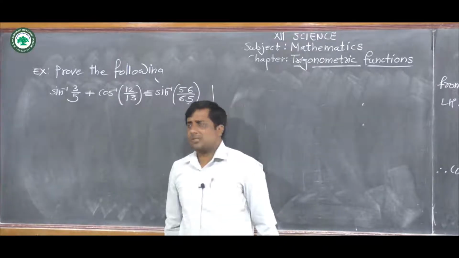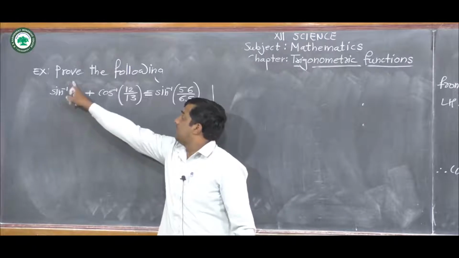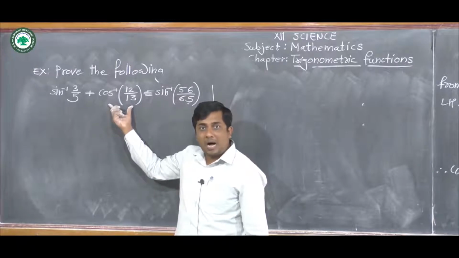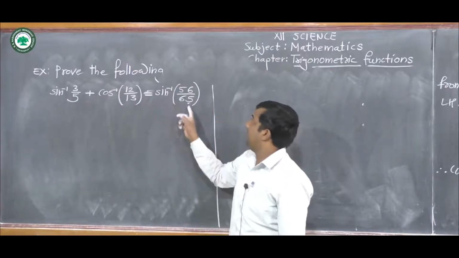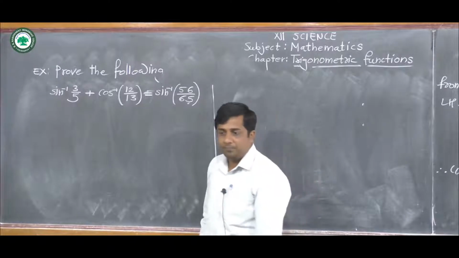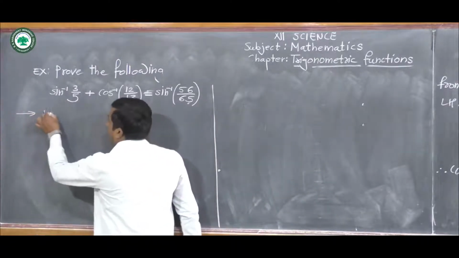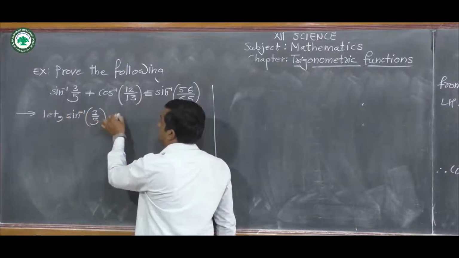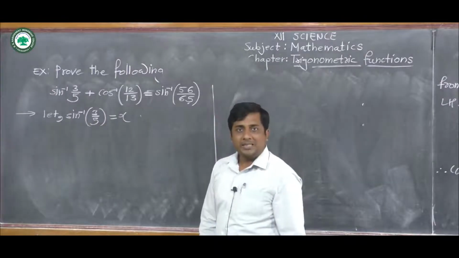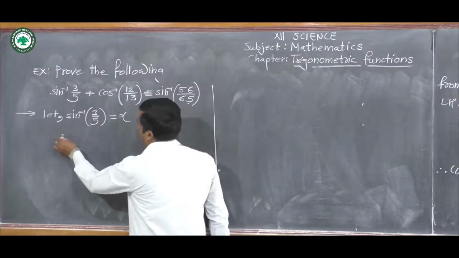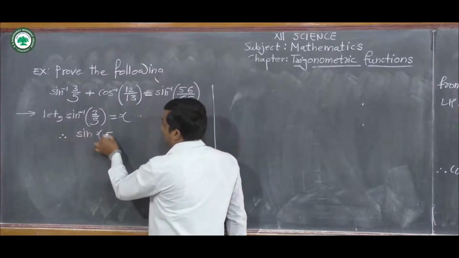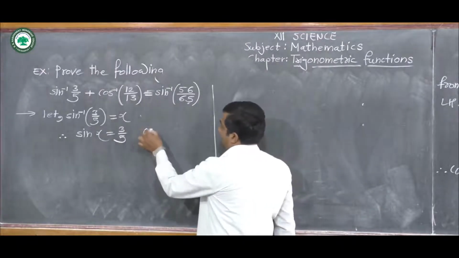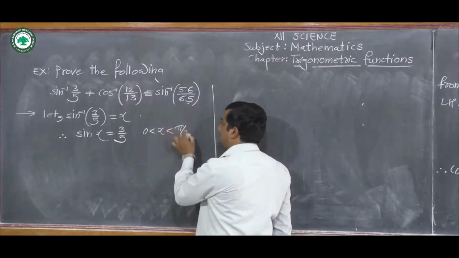So to prove this, we consider sin inverse of 3 by 5 as x first, then cos inverse of 12 by 13 as y, then sin inverse of 56 by 65 as z. We go with the first: let sin inverse of 3 by 5 be equal to x. By using the definition of inverse trigonometric function, I write sin x is equal to 3 upon 5. Here we know x lies between 0 and pi by 2.